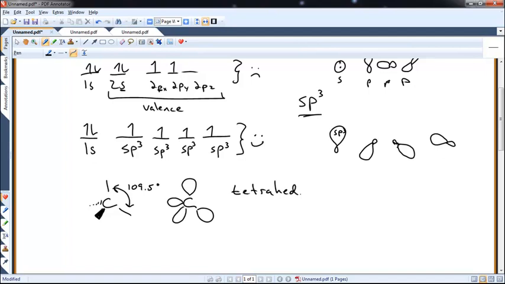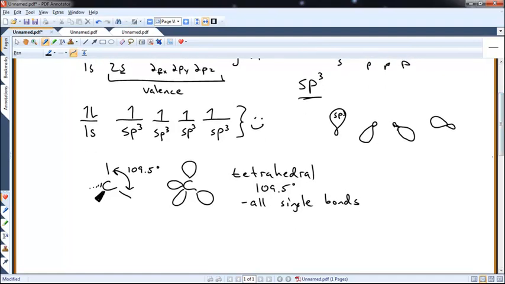Tetrahedral, that's important to remember. The bond angle is 109.5, important to remember. And the way that I recognize that something is sp3 hybridized is that you have all single bonds. That's a nice, easy way to remember. What's the hybridization? Oh, it only has single bonds, therefore it must be sp3 hybridized.